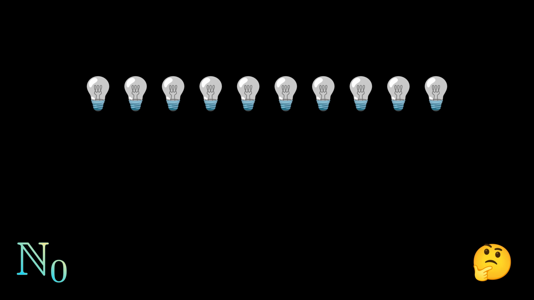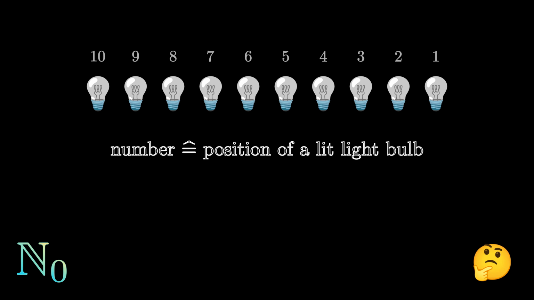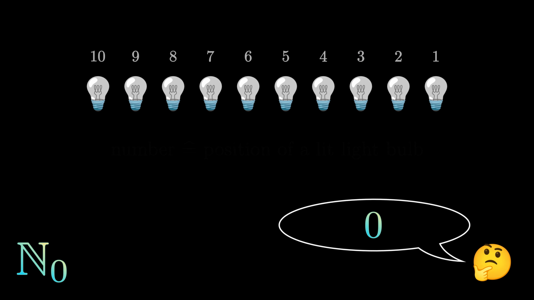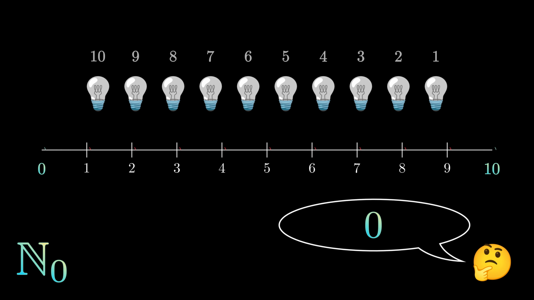Perhaps it would make sense to number the light bulbs, starting with the first one on the right, ending with the 10th one on the left. We can now establish the rule that the number simply corresponds to the position of the light bulb that is lit. For example, if the 3rd light bulb is on, the number 3 is meant. If none are lit, the number should correspond to 0 again. With this rule, we can represent the same 11 numbers, but each number now has a unique representation.